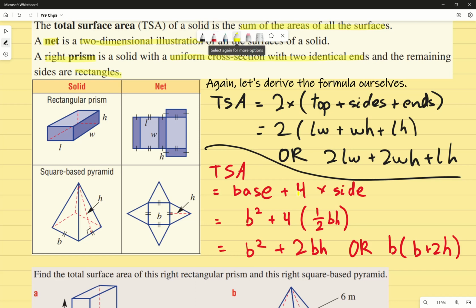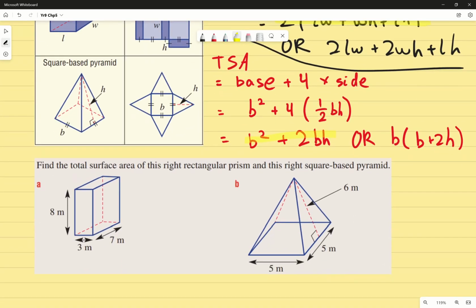At the end of the day, you're most likely going to be using these two formulas here. So having those formulas in your notebook is going to be very helpful. That's a general formula. Assuming it's a square-based pyramid or a rectangular prism, it will always work for those. Let's give it a shot at using them.